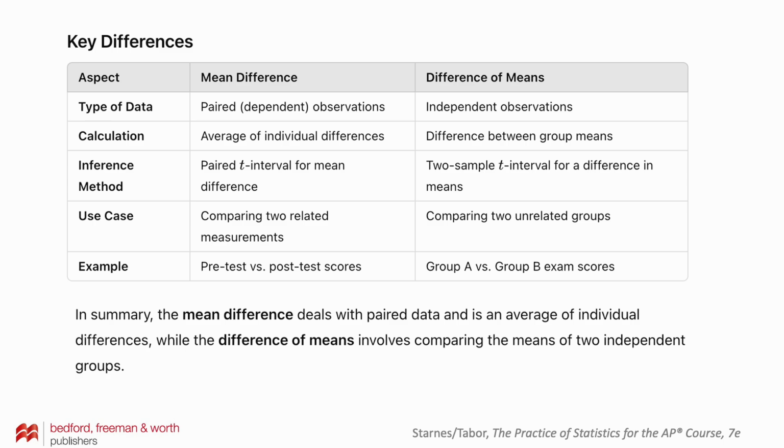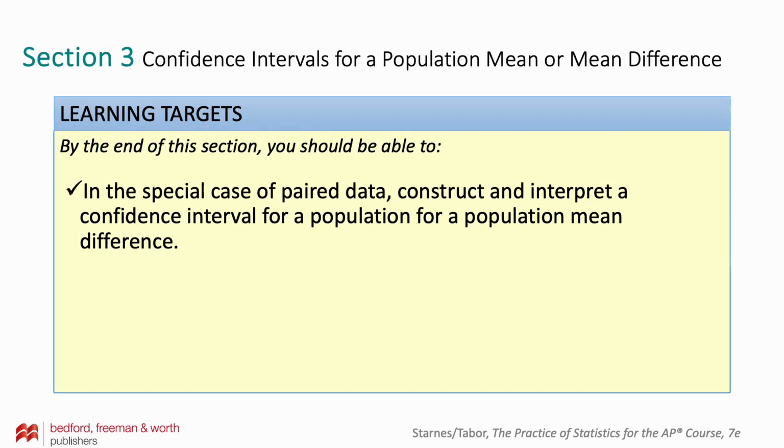Notice the inference method. For the mean difference, which is like the twin problem, it is a paired t interval for mean difference, versus when it's the northern region and the southern region, we called it a two-sample t interval for a difference in means. So just make sure that the mean difference deals with paired data and is an average of individual differences, while the difference of means involves comparing the means of two independent groups. And these are the last learning targets for this section.